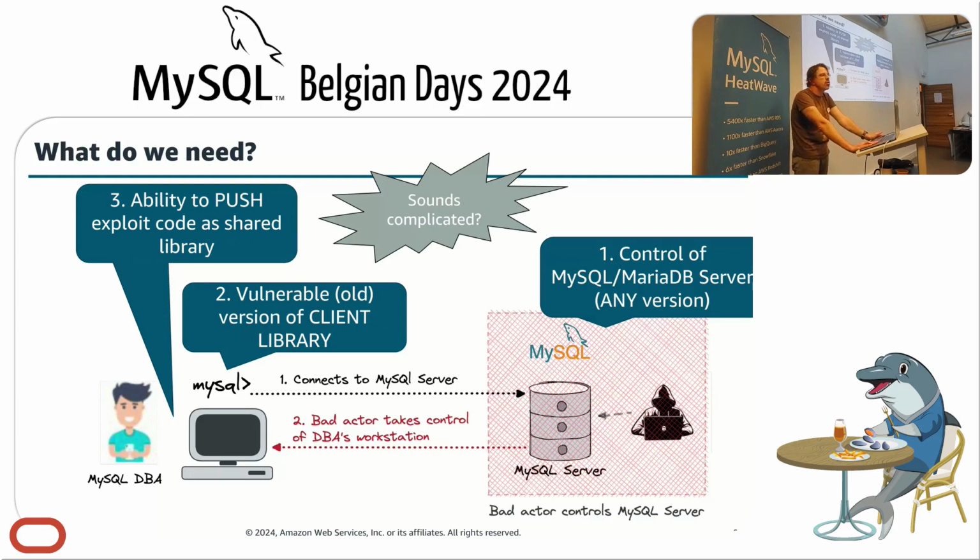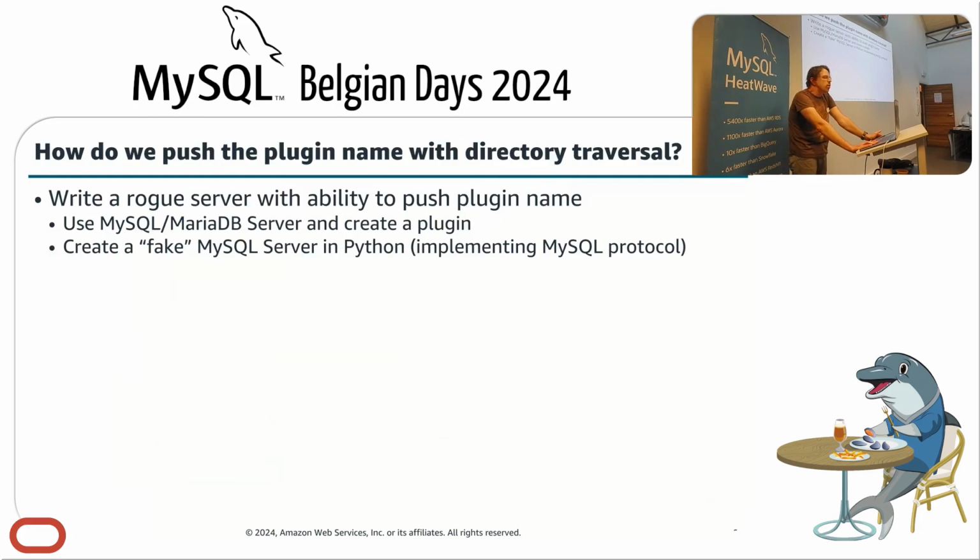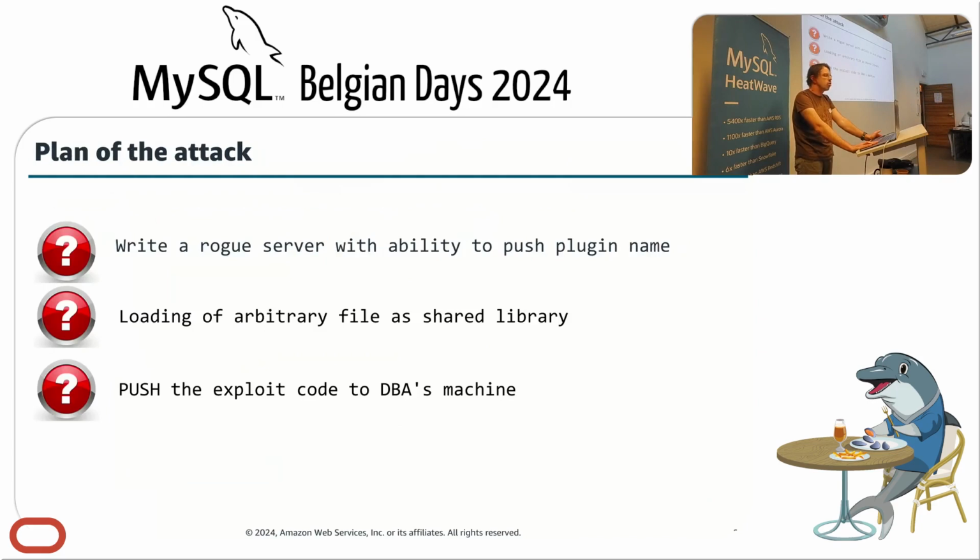Right? This sounds complicated. Now let's do it step by step. What we will be doing here is, how do we push the plugin name via directory traversal? That's the first question. So what we'll do is we'll write a rogue server in Python. We will write a very small server which will implement the MySQL client protocol. This is our plan of attack, right? So we write a rogue server, we'll load the arbitrary file as a shared library, and then we push the exploit code to the database administration.